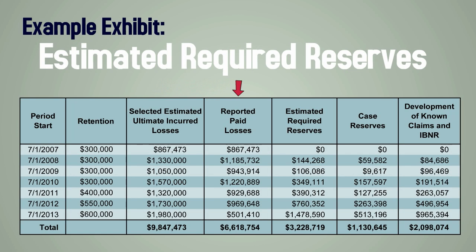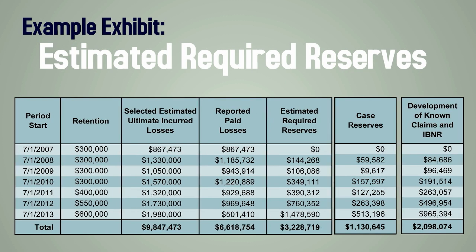The next column shows the reported paid losses. So as of the date that this table was computed, we know that we have paid losses in the amount shown in this column. We can therefore compute what the estimated required reserves are based on the difference between the selected estimated ultimate incurred losses and what has been paid so far. That is shown in the estimated required reserve column.